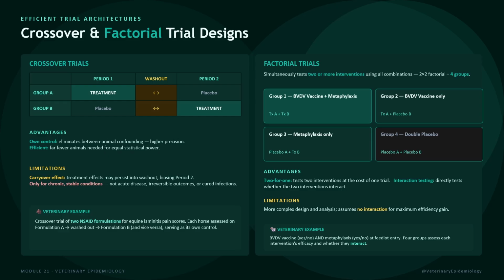A factorial design tests two interventions simultaneously. A 2 by 2 factorial yields four groups and allows estimation of each main effect plus any interaction between the interventions. Factorial trials are efficient, essentially two trials in one, but require careful interpretation if interactions are present.